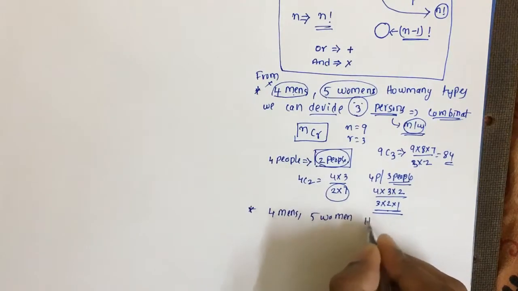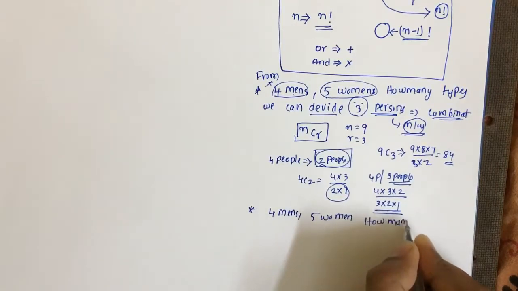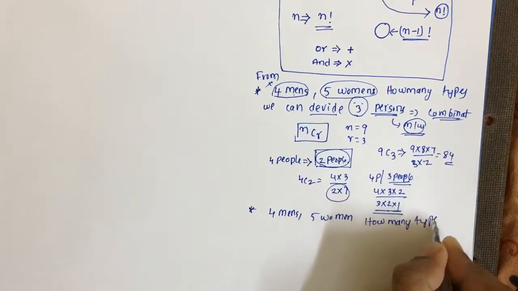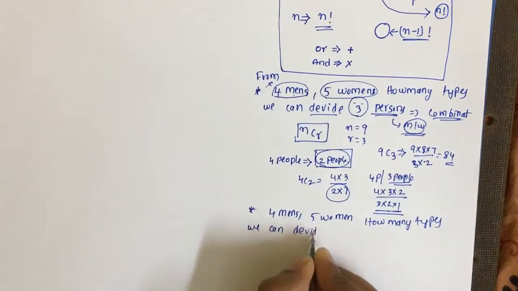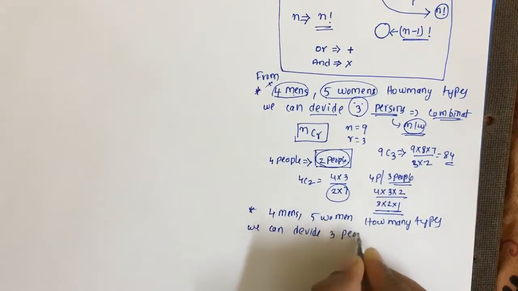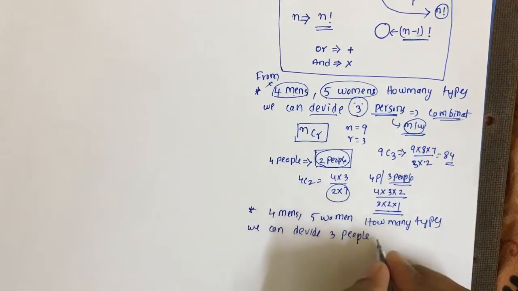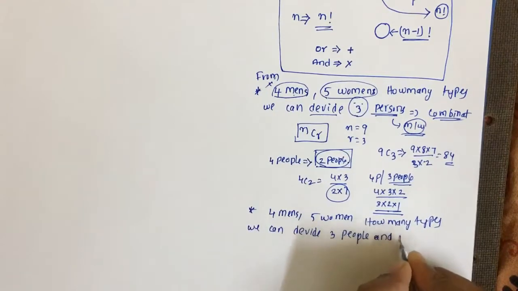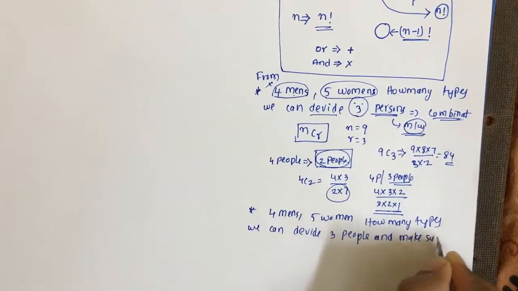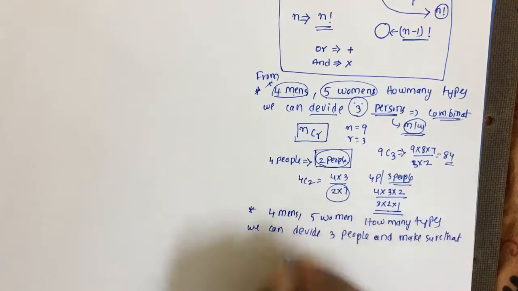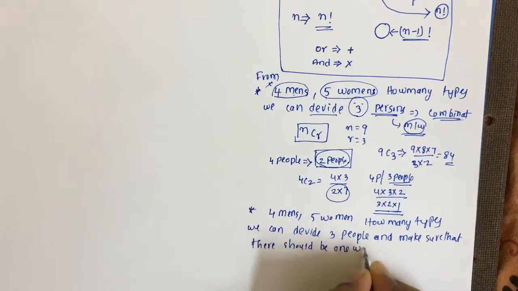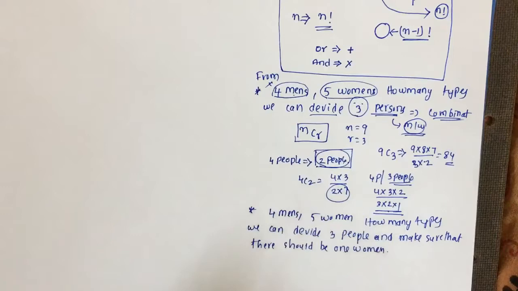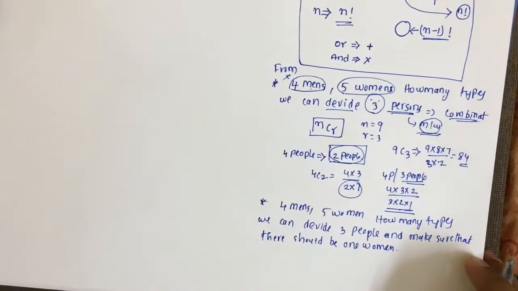So how many types can we divide 3 people and make sure that there should be one woman. So this is very, very important, and it's a tricky question.